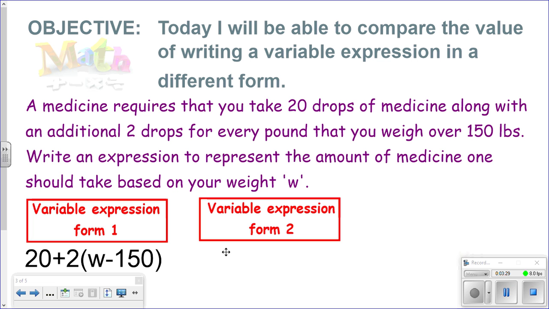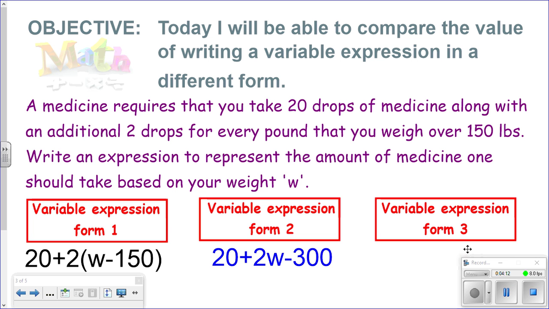How else can we represent that algebraic expression? Well, what have we done here? It's really the exact same expression. We've just used the distributive property to distribute that 2, to multiply that 2 by every term within the parentheses. It's 2 times W minus 150. The product of 2 times W minus 150: 2 times W is 2W, and 2 times negative 150 is negative 300. So this expression is really the same as this expression. It's representing the exact same thing.